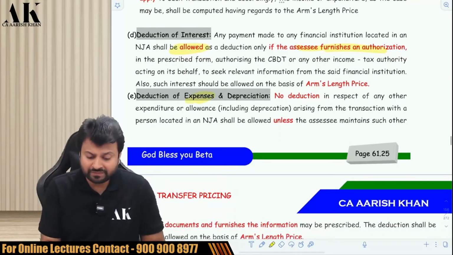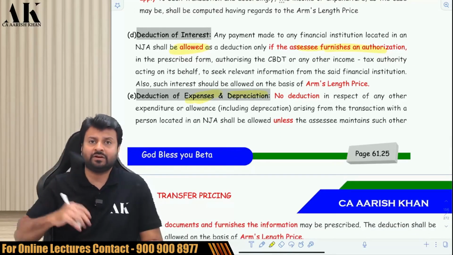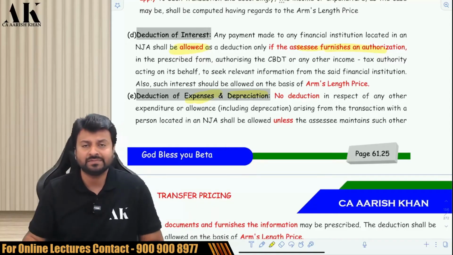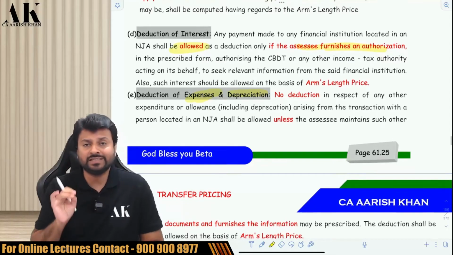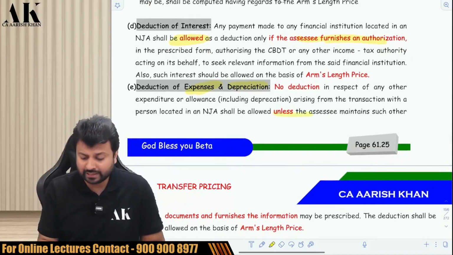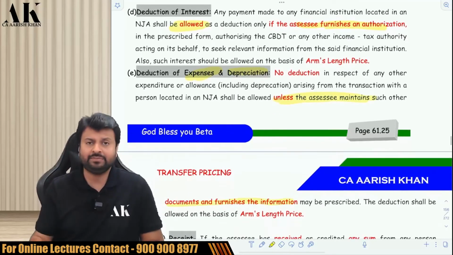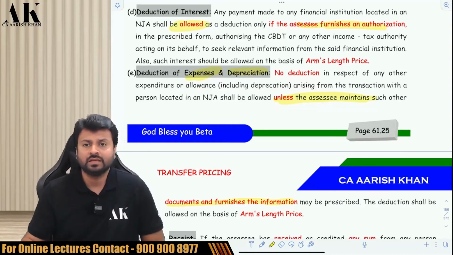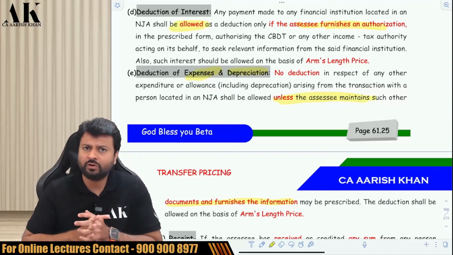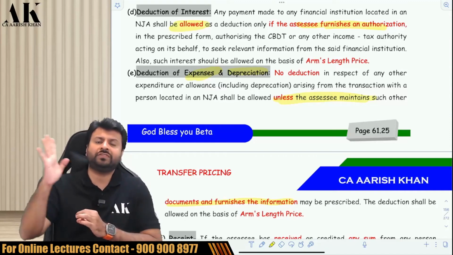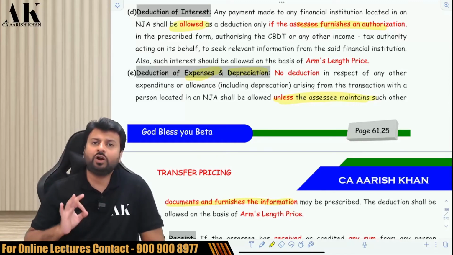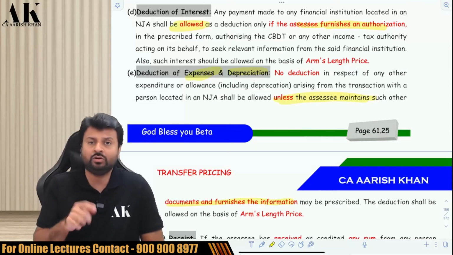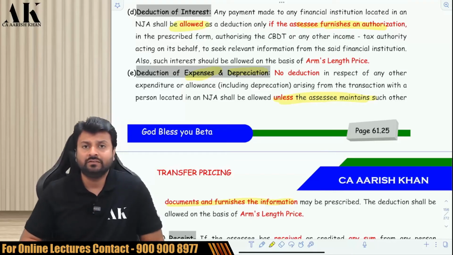If you want the deduction of expenses and depreciation, if you purchase anything from that particular country, and if you make a payment of expense or if you make a payment for purchase of any asset, that will not be allowed as deduction unless and until you give the relevant information as asked by CBDT. Further, the deduction will be based on arm's length price. Otherwise, you are not going to get the deduction. So there are so many strict provisions which have been made over here to discourage transactions with notified jurisdictional area. Government is trying to tell you indirectly, don't do transactions with NJA. We are going to discourage that.